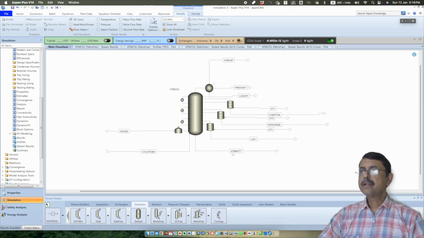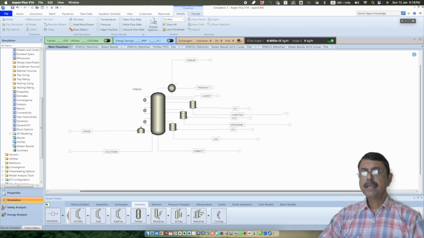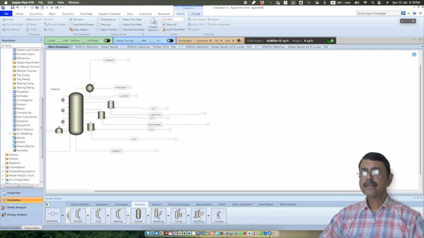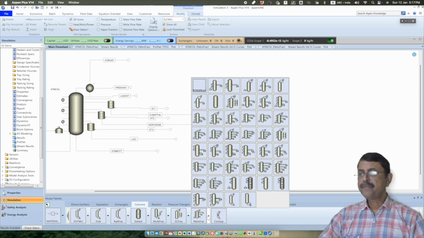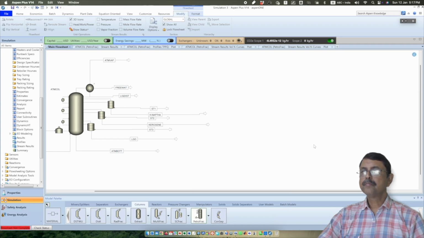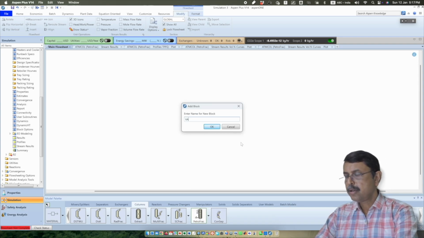Now we continue our job. This ATM bot, this has to be inserted into the second column, which is the vacuum distillation column. So again, we bring in the petrofrac. Now this time we will not use the same icon. We will use a different icon. So let us use, say, we do not use any stripper. So I think this will do. We have a furnace, so we will use this icon. So it is vac col.